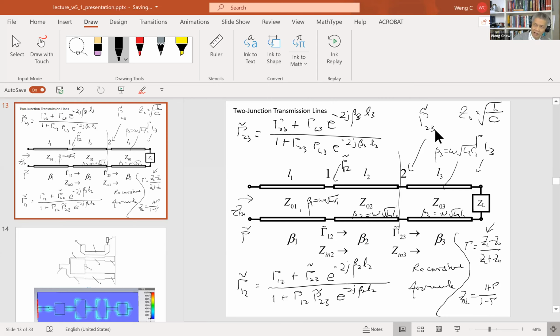And this is a generalized reflection coefficient that accounts for, in addition to the local reflection coefficient, the subsequent reflection coefficient from the load at the far end, okay? Does this explain your question? Does this answer your question?